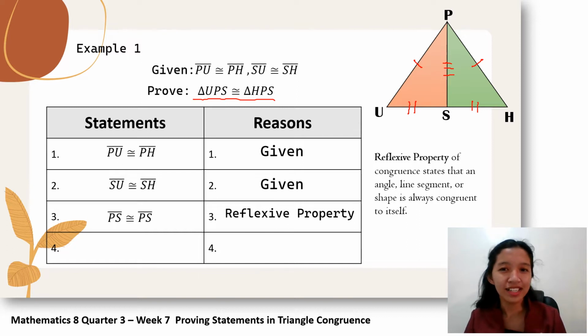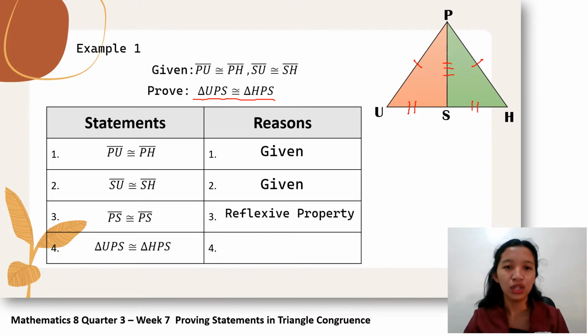So let's analyze the figure again. Can we prove now that the triangle UPS is congruent to triangle HPS? Yes, we can prove it now because we already have three congruent parts, right? So we have here that line PU is congruent to line PH, SU is congruent to line SH, and also line PS is congruent to line PS. So we can say now that triangle UPS is congruent to triangle HPS.